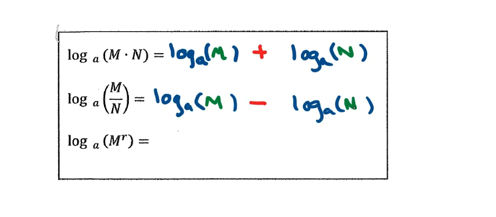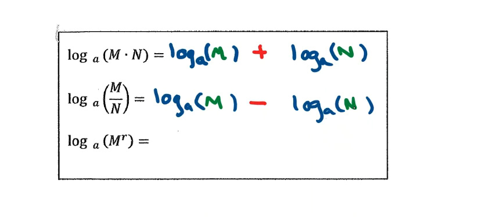The last property is known as the power property. And this property is unique in the sense that it's not going to split up into two separate logs. Rather, this is a property that is super useful, especially if we have variables in the power of an exponential expression.